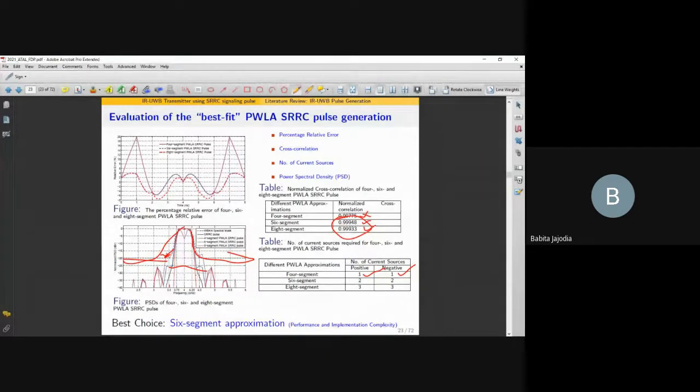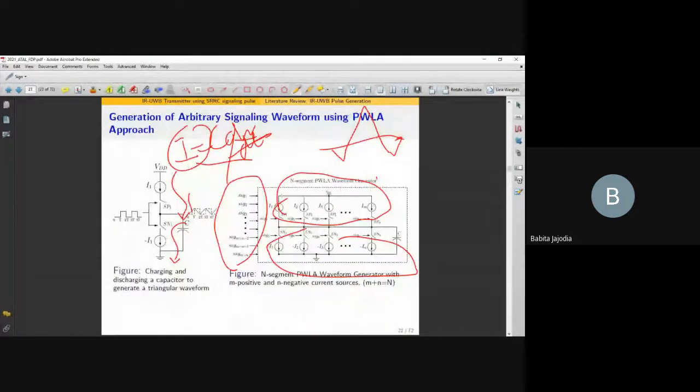But if you want the exact, 8 was the best, right? But when we try to take 8, we saw it's taking 6 current sources. So when we say 6 current sources, that means it's taking 3 on the top and 3 on the bottom, right? So you are increasing the switch control again.